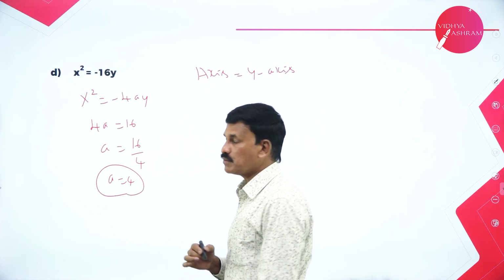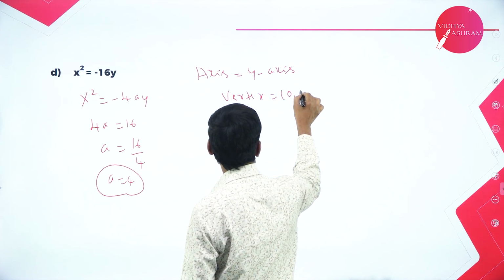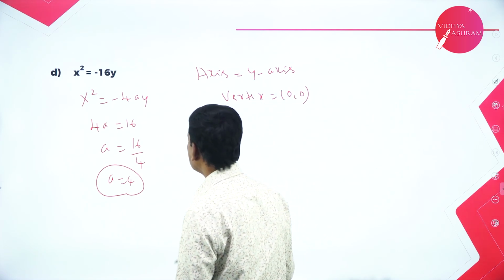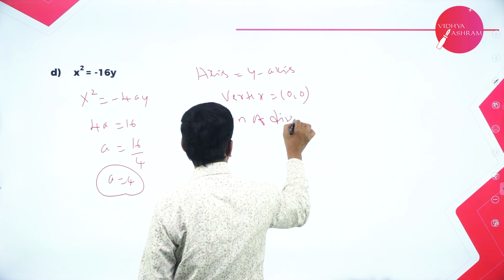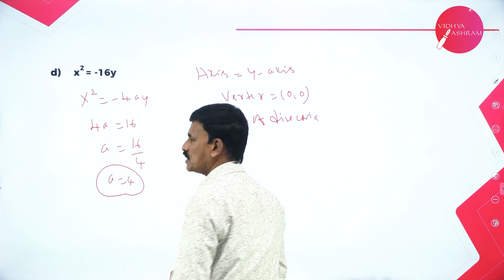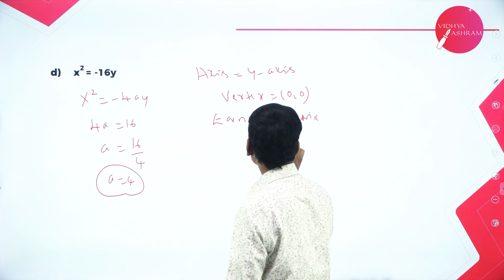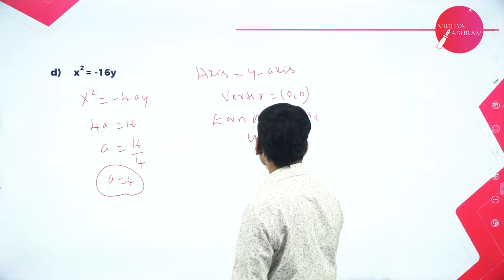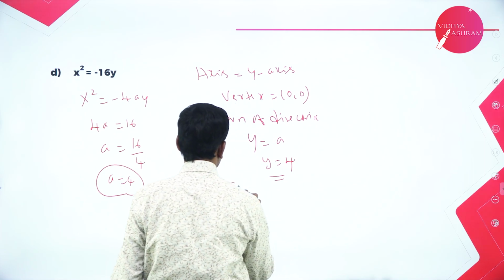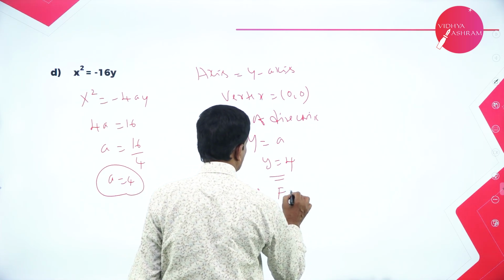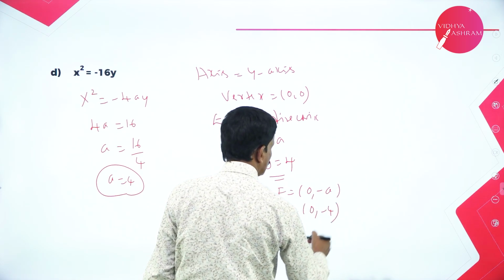The axis of the parabola is the y-axis, and the vertex is (0, 0). The equation of the directrix is y is equal to a, that is y is equal to 4. Now the focus F is equal to (0, minus a), that's equal to (0, minus 4).